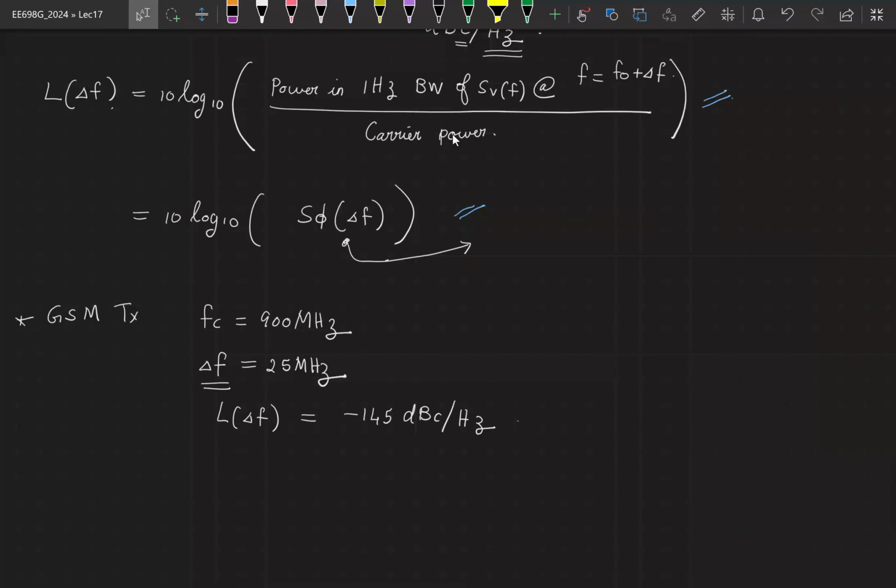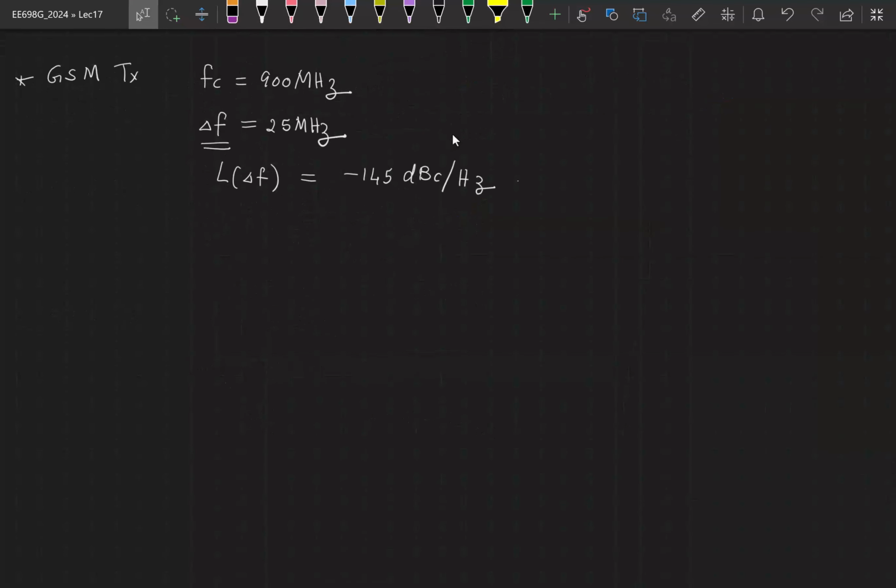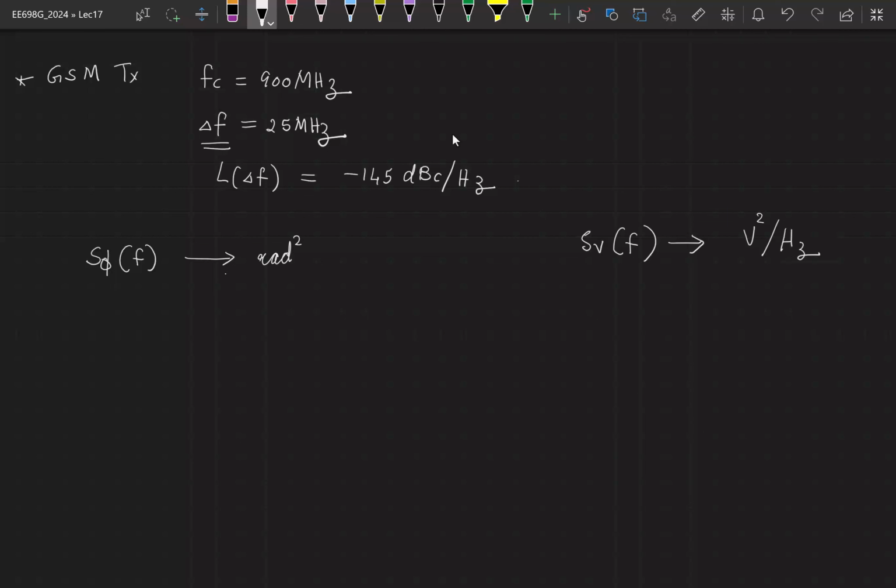But let me then try and confuse you a little bit. What do you think is the unit of S phi of f? Let's start with something simple. S V of f, what should be the unit? Volt square per hertz. Perfect. So now you can tell me what should be the unit of S phi of f. Radian square per hertz. Everybody agrees?